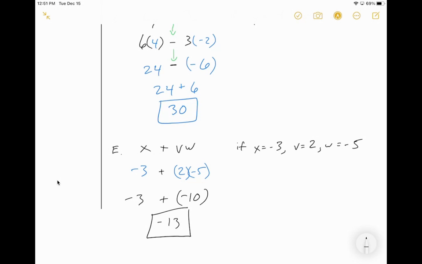All right, so again, all you're doing here, same thing. Plug in the numbers and then simplify it. And always watch out for those negatives, right? Always watch out for those negatives because that's where mistakes kind of happen.